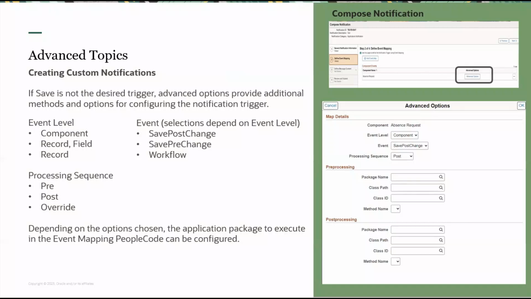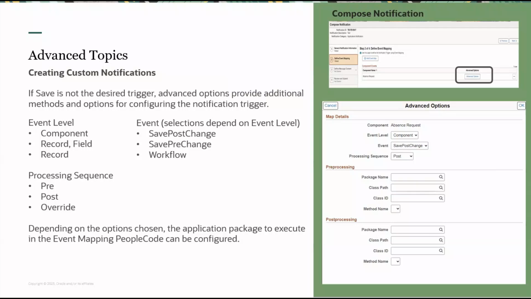So basically, let's say I said, okay, it's a component event level. I want it on save post change, and the processing sequence is an override. Basically, those feed into how we actually will generate the event mapping PeopleCode. And that event mapping PeopleCode will actually call the application package that I specify here on the setup page. So it's a little technical, but if you understand event mapping and PeopleCode, this will probably make a lot more sense.